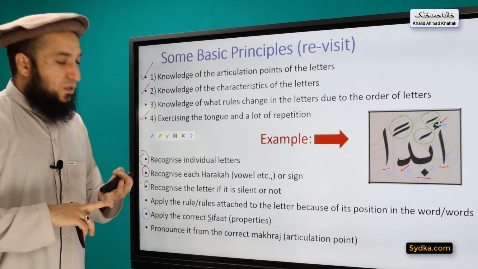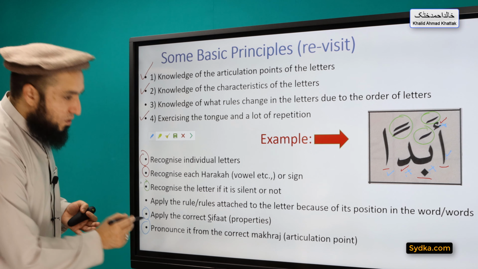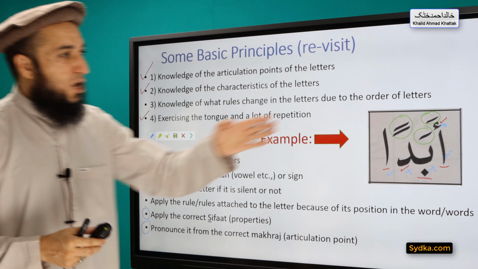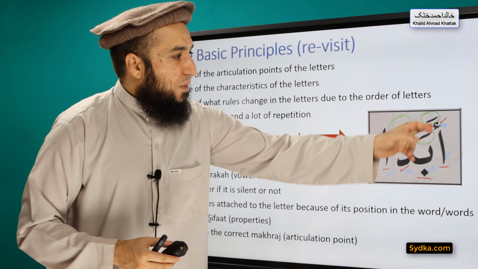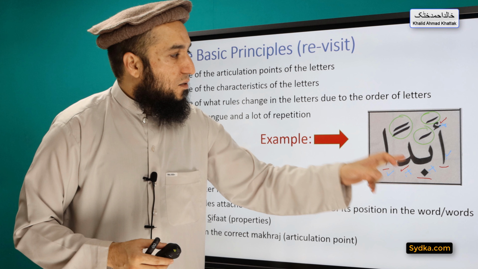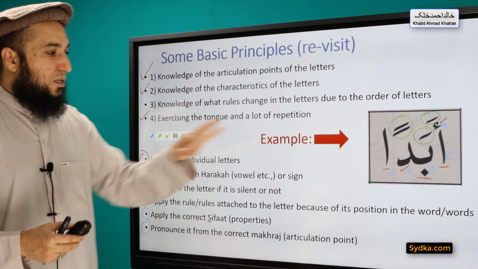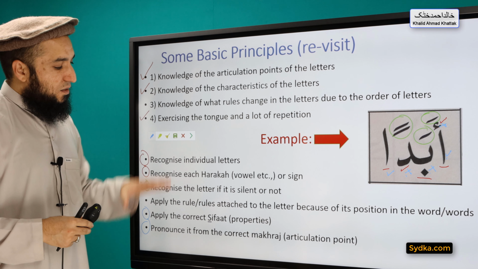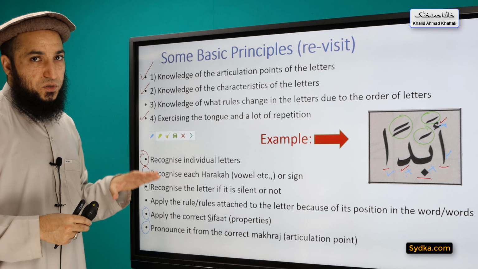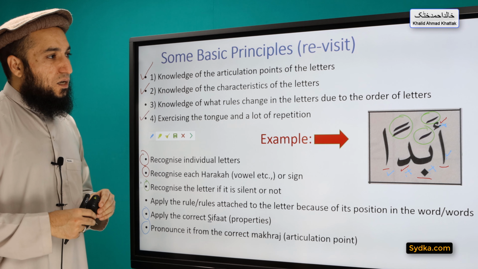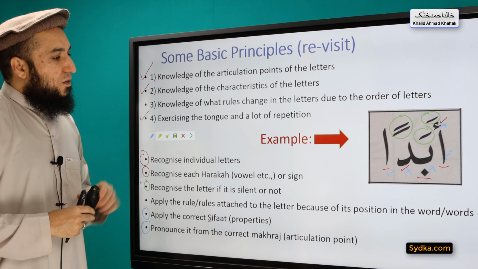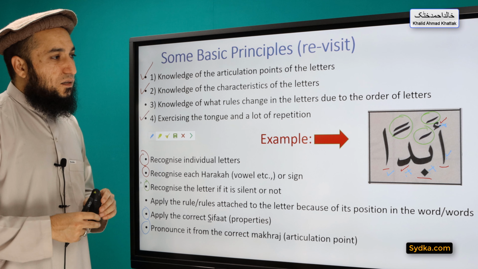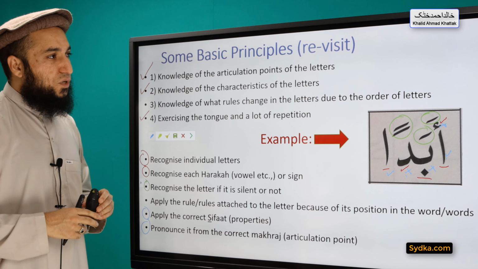The next one is pronouncing each letter from its correct makhraj, articulation point. And the other one we can add is we count how many syllables are there. For example, here is a, one, ba, two, then. So there are 3 syllables in this word. So if we manage to implement these steps correctly, then our reading and recitation will be very easy. These are not fixed rules, you can add or subtract to it. These are just general guidelines for recitation or reading the Arabic.